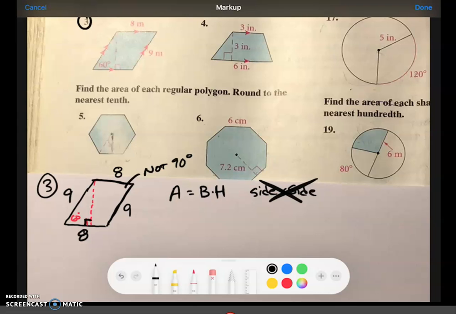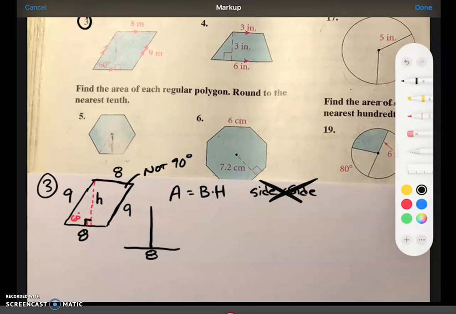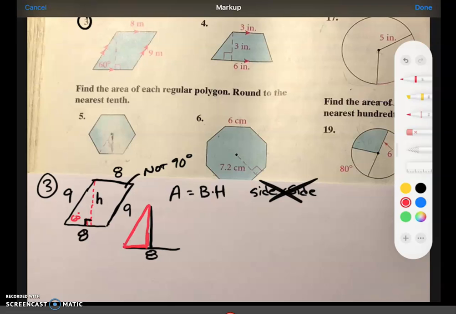But what is 90 degrees is down here. And so this red line is the height. It is the height with side length 8. And what we need to do is just focus in on this triangle here to help figure out this h, height. Because if I can figure out that h, I can just multiply it by 8, and that's base times height. This is 60 degrees. This is 9.